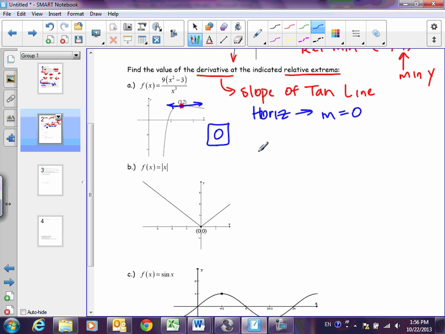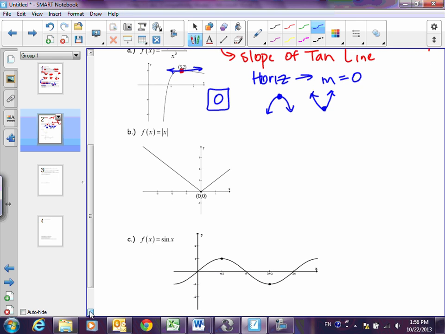All right, before we go to B, I want to draw another relative max. It's just a simple parabola. Okay, and I say I want you to find the value of the derivative at this relative max. What would that value be? 0. What if I change it to a min? This is still a parabola. It's still 0. So do you think that the derivative is always 0 at relative extrema? Maxes and mins. Okay, I'm not going to confirm or deny that, but let's go to B.